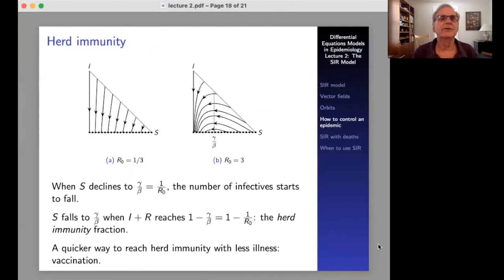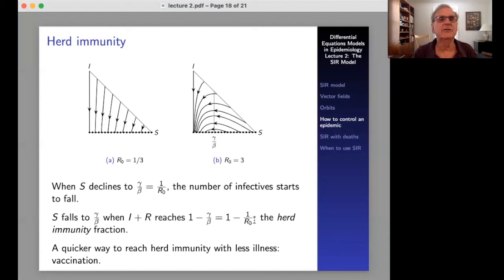You've heard of herd immunity. When S declines to gamma over beta, the number of infectives in the population starts to decrease. Gamma over beta is 1 over R naught. So when S falls to gamma over beta, the rest of the population, I plus R, must add up to 1 minus gamma over beta, or 1 minus 1 over R naught. So that's what's called the herd immunity fraction.